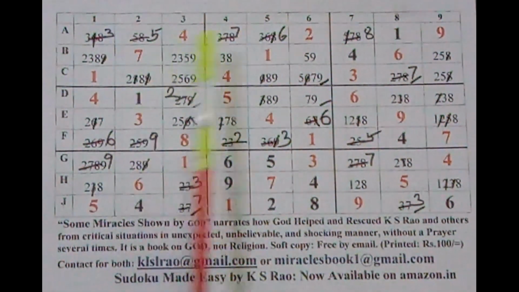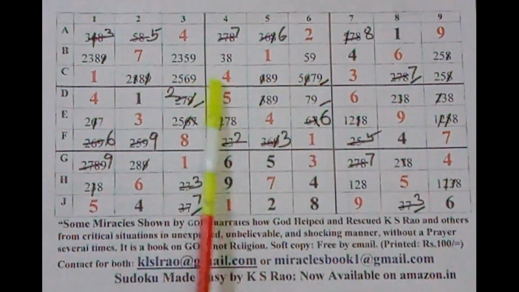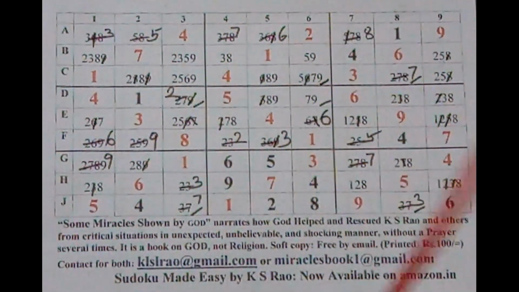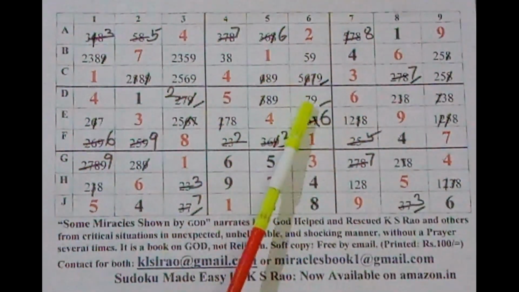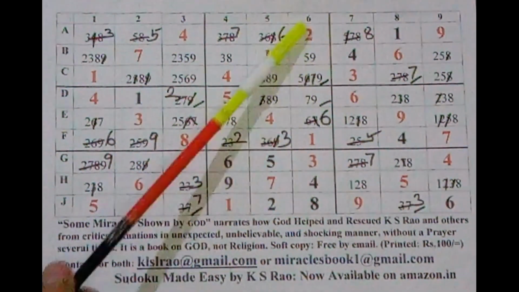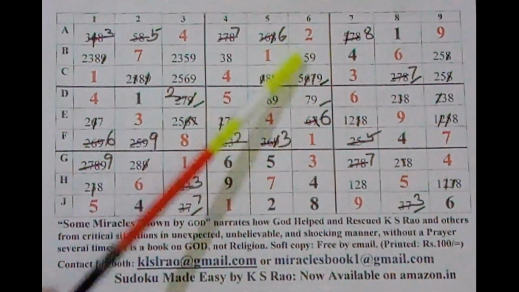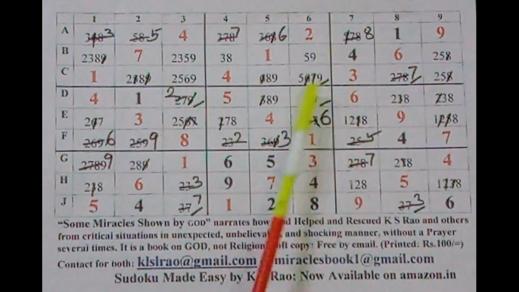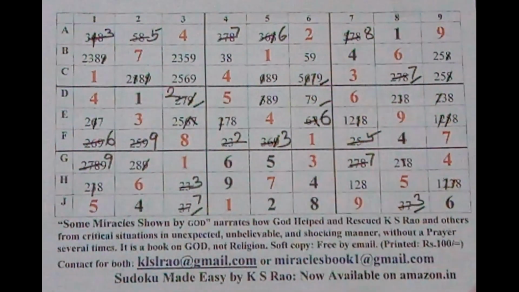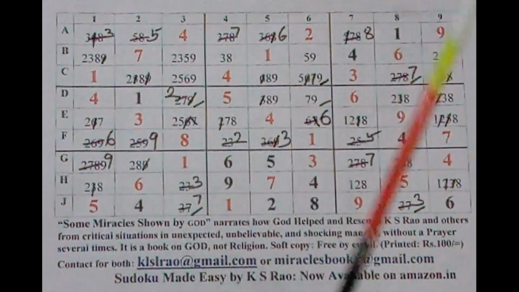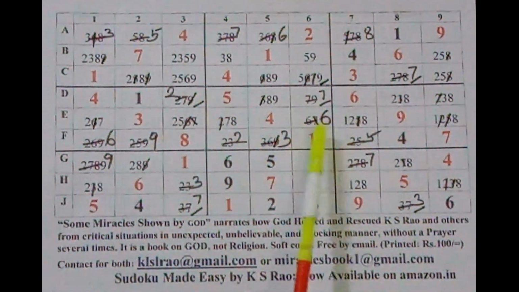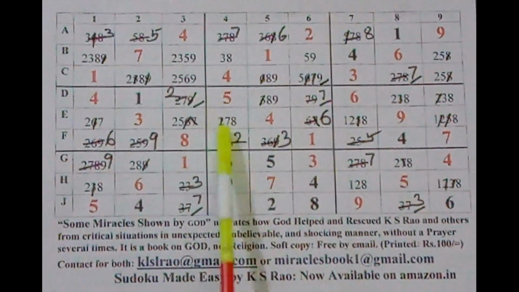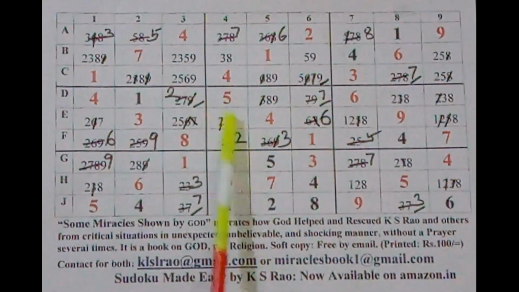Now let us look at this box. Can anything be done? Let's see, this 7 can be deleted. So we have got a pair of 5 and 9 in B6 and C6. That means this 7 need not be here. This 9 need not be here because of 5 and 9. So we get a 7 here. And that means we can delete this 7 here.